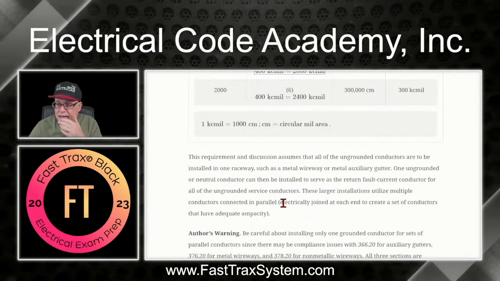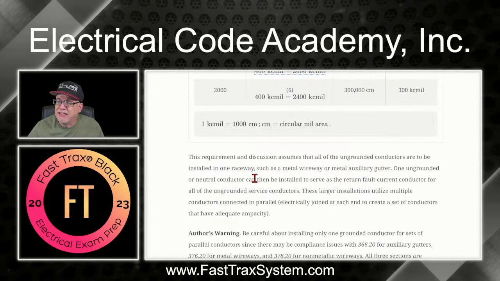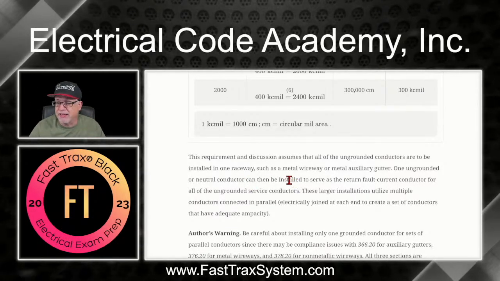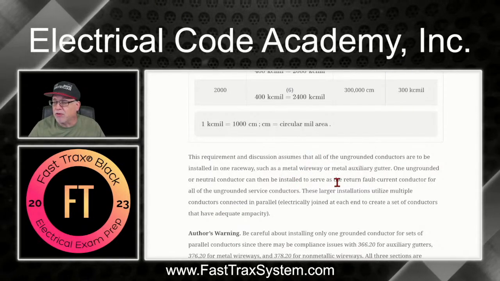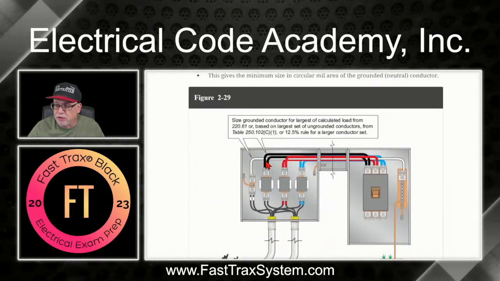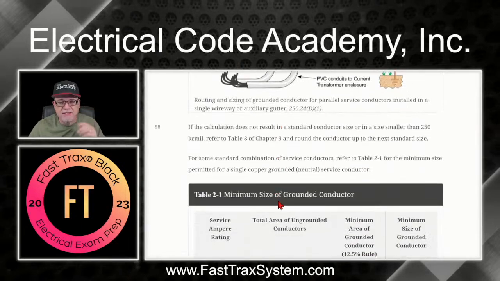Okay? All right, now this requirement and discussion that we've been talking about here assumes that all of the ungrounded conductors, the hot conductors, are to be installed in one raceway. Again, that's the whole premise, all in one raceway. All this we just did was for one raceway, okay? Such as in a wireway or a metal gutter that we just showed an example. All right, now, one grounded or neutral conductor can then be installed, like we saw the one, to serve as the return fault current conductor for all of the ungrounded service conductors. Again, that's what it's doing here, just one, okay? And that's how you would do it.